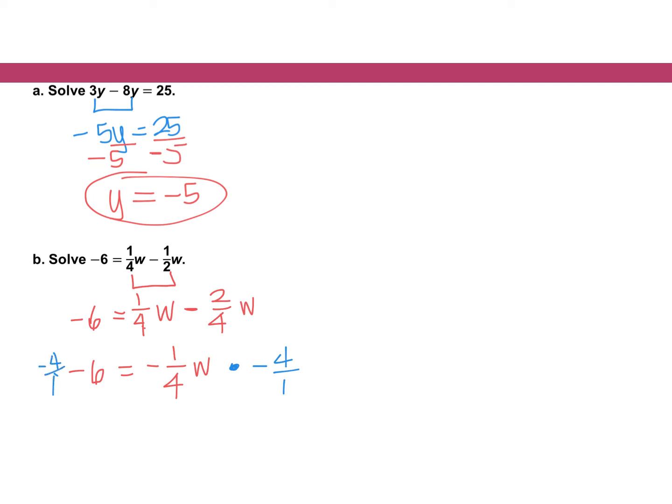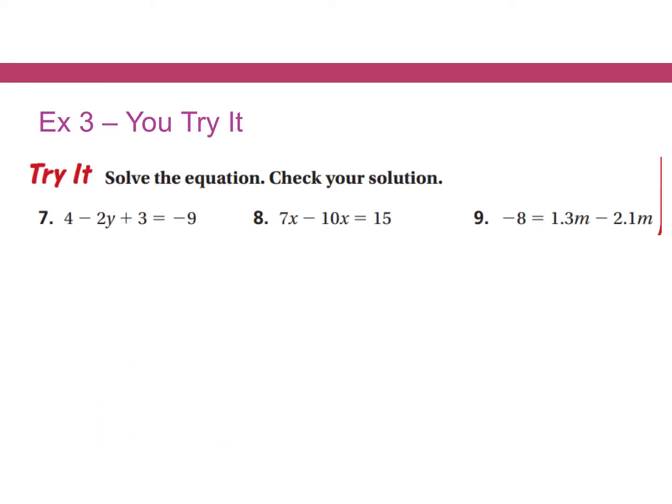I end up with a negative 4 times a negative 6, which is a positive 24, equals my 1/4 and 4 are going to cancel, and that's going to leave me with w. So w is going to equal a positive 24. Please pause the video and try these on your own.